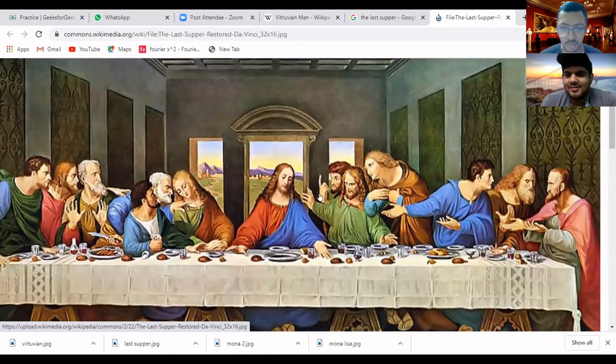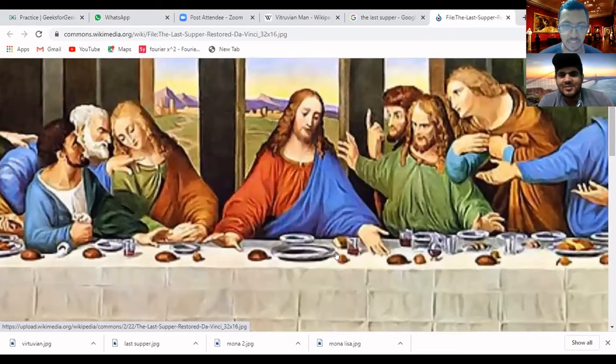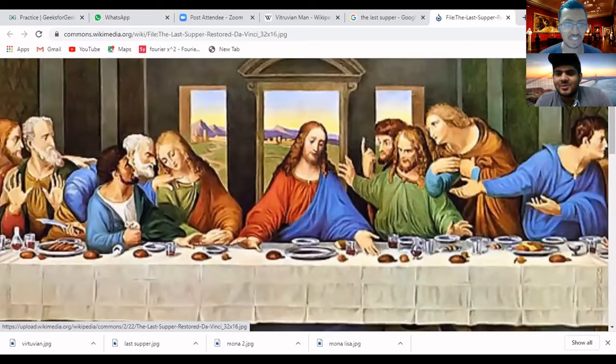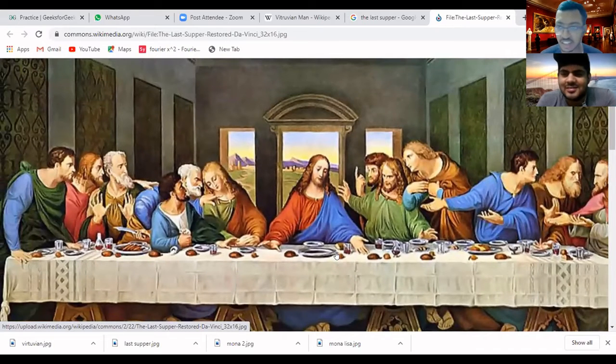But there's no food on the plate. Oh, there's food. These are buns and this is food. So who's going to eat the same food that Jesus is going to eat?